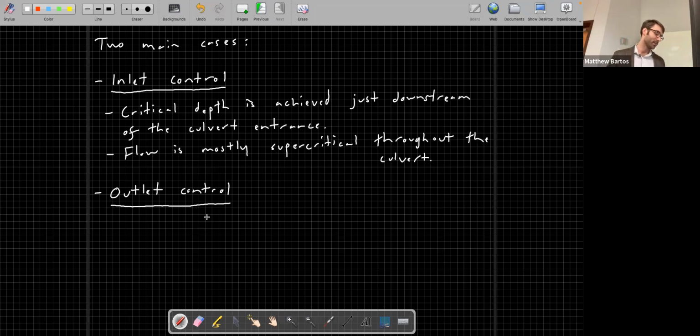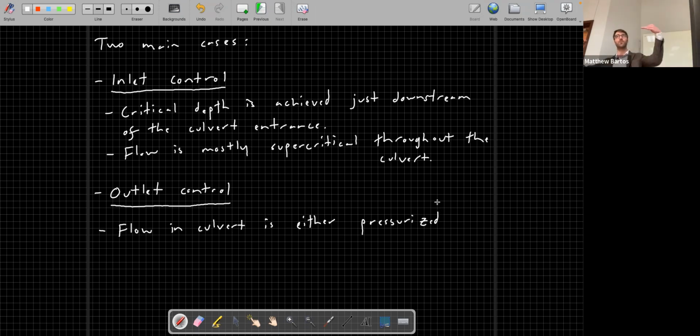Okay, for outlet control, it's essentially the opposite. So the flow under outlet control, the flow in the culvert is either pressurized. Okay, so it's either pressurized, meaning that it's submerged on both sides and completely full, and thus has hydraulics similar to that of a water distribution system or a pressurized pipe system. The flow in the culvert is either pressurized or subcritical throughout most of the length of the culvert.